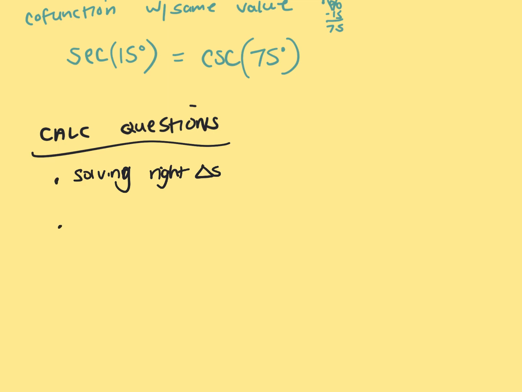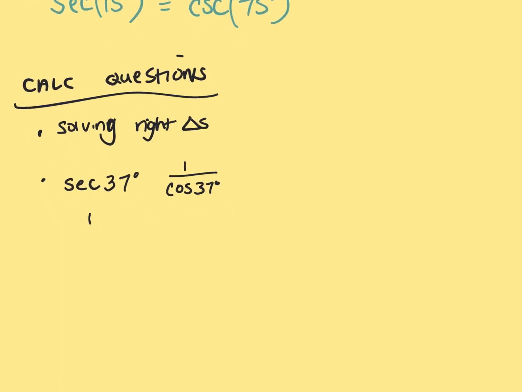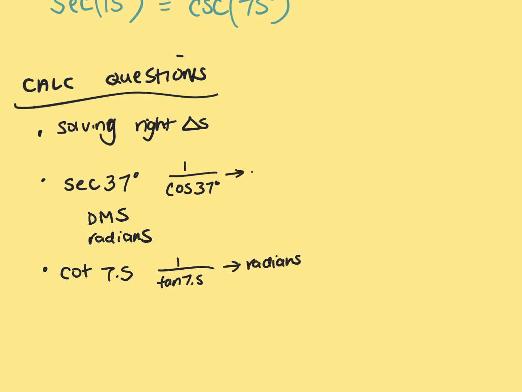The ones that say stuff like find the secant of 37 degrees. So if it's not something that's on your unit circle, obviously you'd use a calculator here. This would be 1 over the cosine of 37 degrees. Be prepared to see degree, minute, second notation here, and also to see radians here. So if it said cotangent of 7.5, is that in degrees or radians? That's radians. So it'd be 1 over tangent of 7.5, but this would be in radians. So you're going to have to flip-flop between the two modes. Make sure you're comfortable doing that.